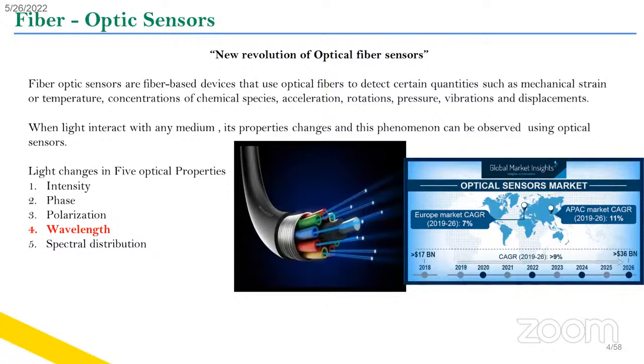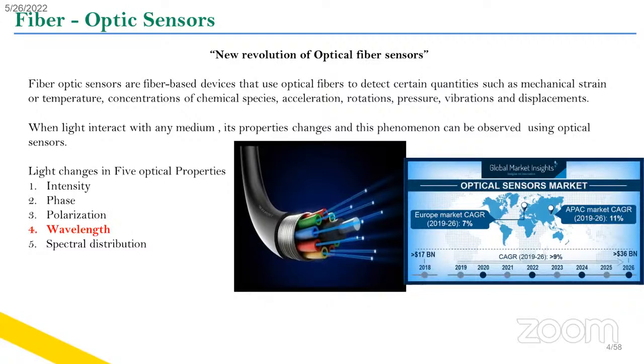And what is the need for a fiber optic sensor? We have some more traditional sensors which can do the same functions. So what is the need for a fiber optic sensor? I will give a brief explanation. The fiber optic sensor is a sensor based on optical fibers. It detects the same things, like strain, temperature, concentration of chemical species, acceleration, rotation, pressure, etc.